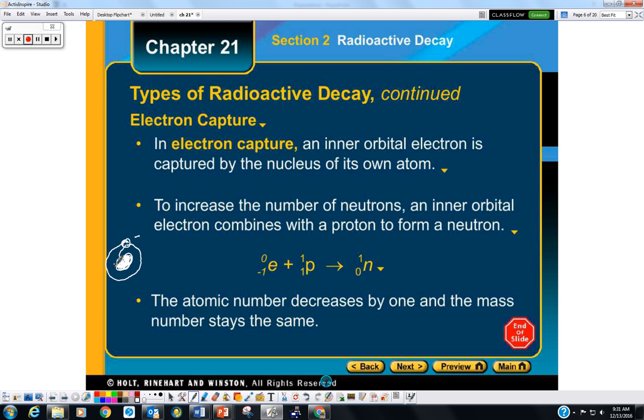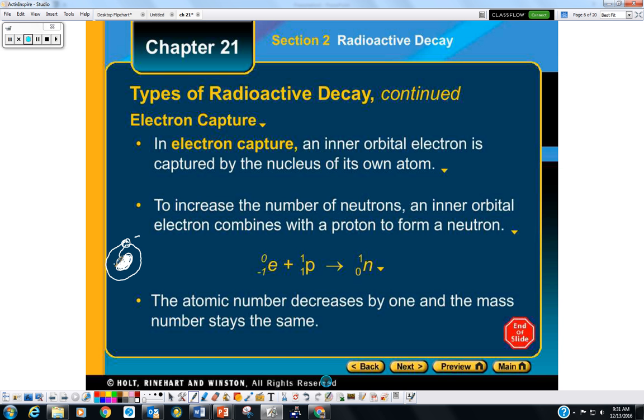So what will drawing that electron into the nucleus cause to happen? What will it change? Not negative charged, but it will take one of the positively charged particles and turn it into what? Neutral. All right, so basically when this happens, an electron enters into the nucleus, causing one of the protons to become a neutron.